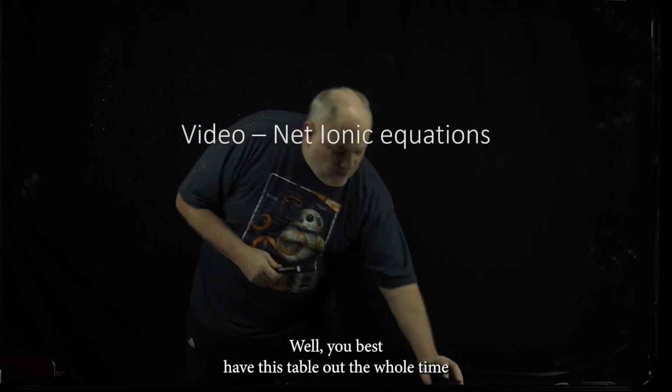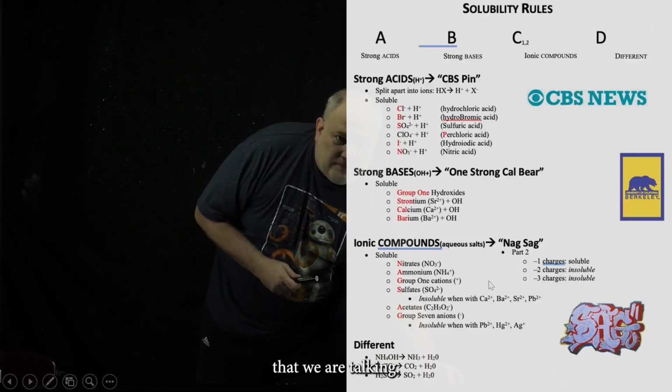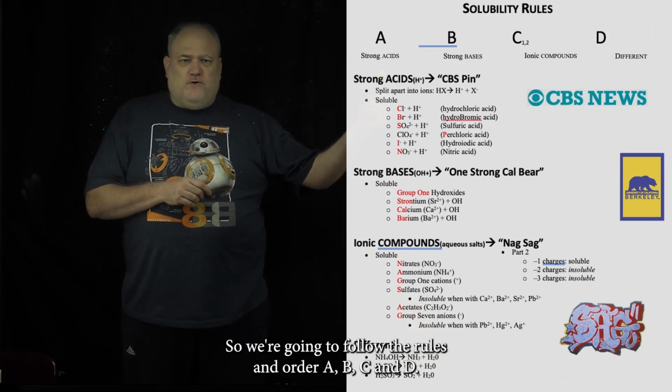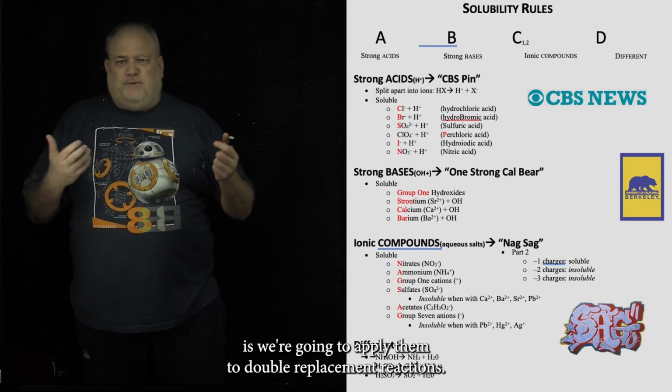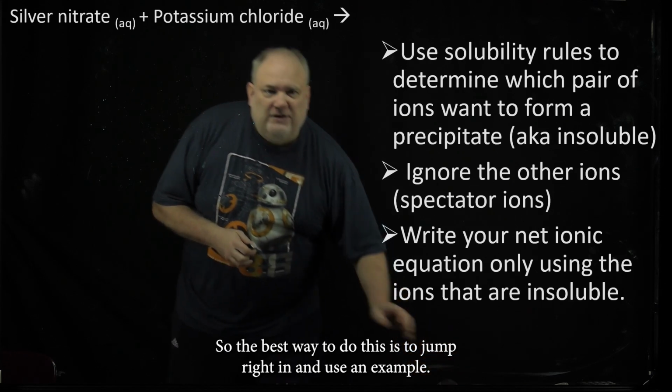What rules am I talking about? Well, you best have this table out the whole time that we are talking. This table right here. So we're going to follow the rules in order, A, B, C, and D. But what we're going to do is apply them to double replacement reactions. So the best way to do this is to jump right in and use an example.